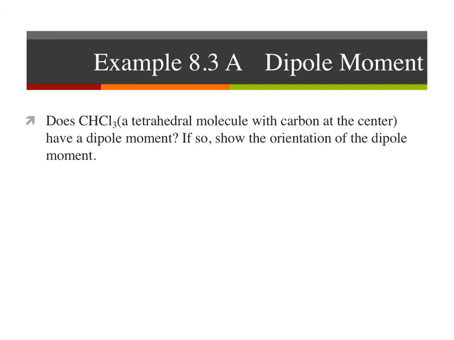Here's CHCl3. Does it have a dipole moment? Well, we need to draw it and show the orientation of it. So CH, Cl, Cl, Cl. Now we're looking at the electronegativities of multiple atoms in multiple directions, but in general, we're just going to see: is this molecule symmetrical, and where is it not symmetrical?